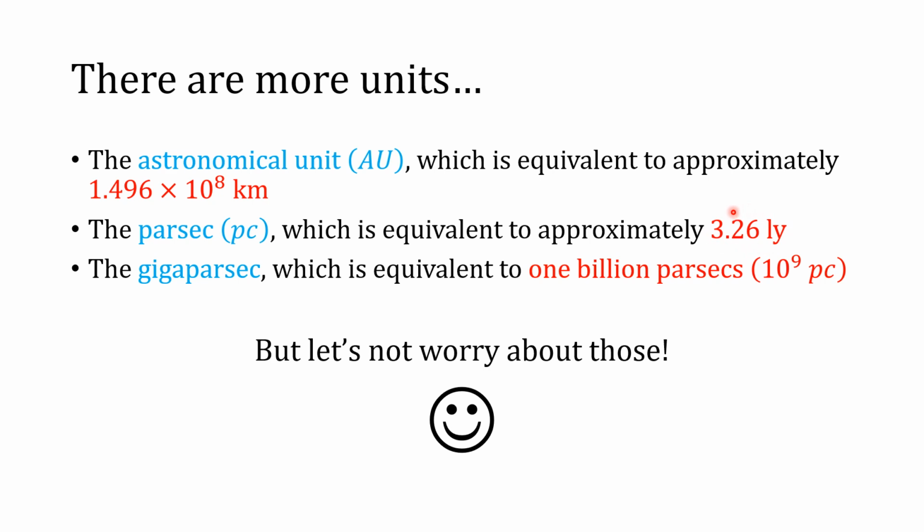And it turns out parsecs are too small to talk about things that are very far away, or if we're trying to talk about the size of the universe. So instead of using parsecs, we'll use gigaparsecs, which is 1 billion parsecs, or 10 to the 9 parsecs. So that's like 3 and a bit billion light years is 1 gigaparsec.